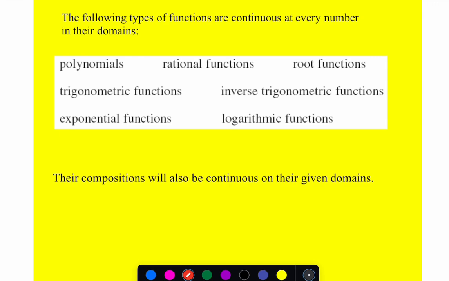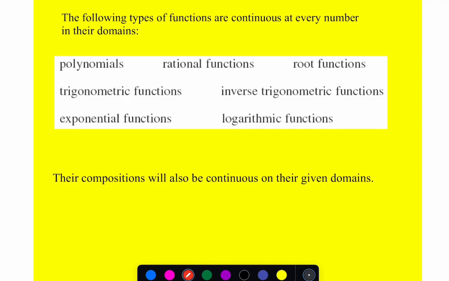So the following types of functions are continuous at every number in their domains: polynomials, rational functions, root functions, trig functions, inverse functions, exponential functions, and log functions. Their compositions will then also be continuous on their given domains. Here's what you got to remember. What are the domains of these functions? Then by default, you get the continuity of these functions. So polynomials, they work for everything. Rational functions, we've talked about. On the domain is going to be everything but where the denominator is 0.